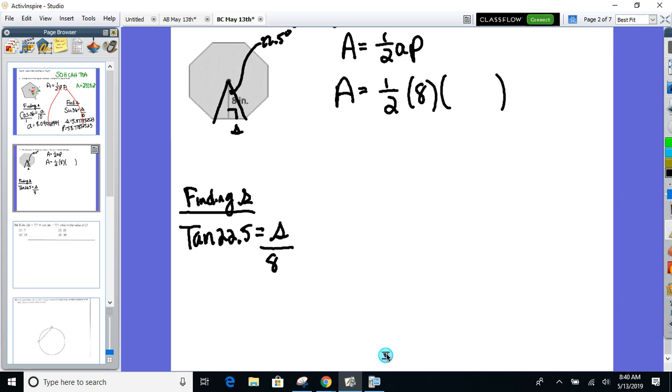Also, just a little warning, when you draw your line, if you're drawing lines in, the 8 was originally the apothem, all right? I know when you draw it in, all of a sudden it looks like the hypotenuse. It is not. All right, please remember that.